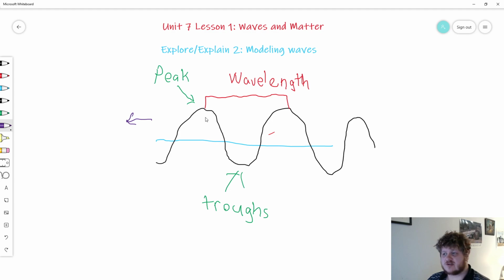Those are important components of it. But one of the other things, if we notice what should be happening here, I didn't quite draw it to scale, but the height of the peak should be equivalent to the depth of the trough from the water line. So what I'll do is label it. This should be, I'm going to just say, same distance.